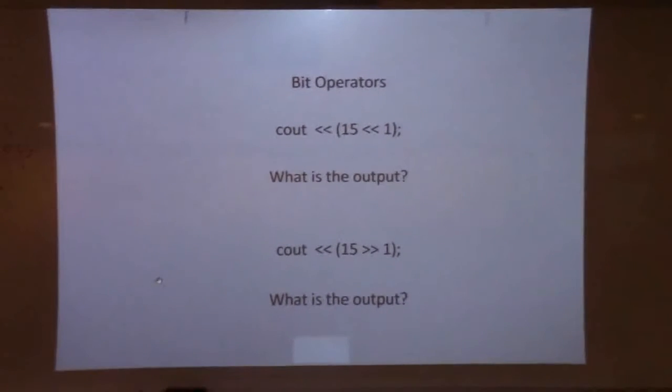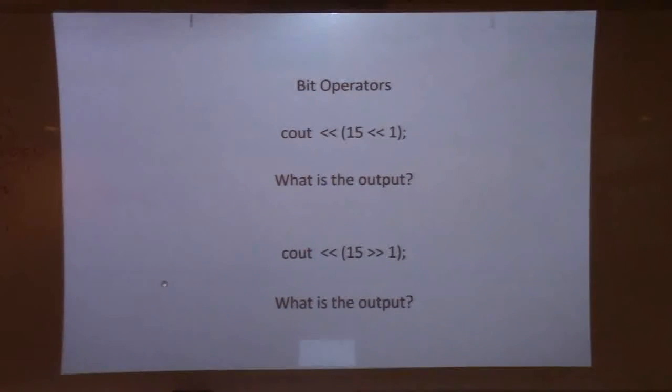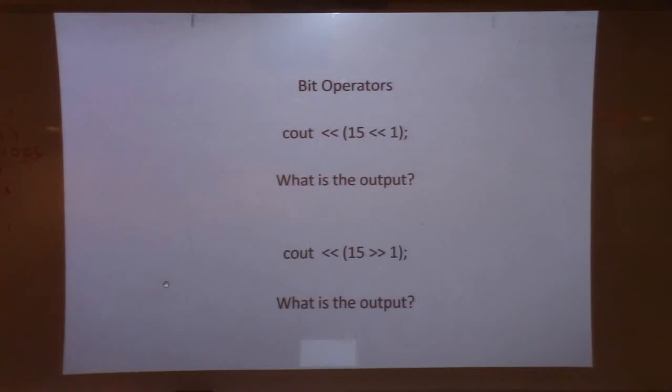Okay, now next we're going to look at shift operators. What do shift operators do? Remember, when a value is in memory, it's just zeros and ones. So for example, imagine that my value is 15. I'm going to have a bunch of zeros, and then 1, 1, 1, 1. 8, 4, 2, 1. 15.